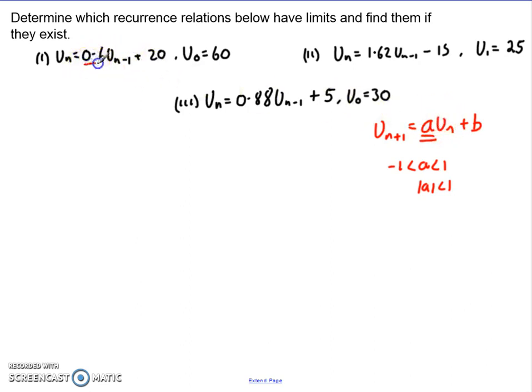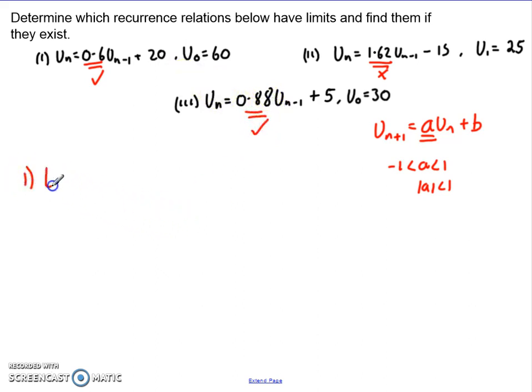The first one, the a is 0.6, so we know a limit exists for that one. The second one, the a is 1.62. The limit does not exist for that. 1.62 is bigger than 1. It's not going to exist. It's just going to expand and get bigger and bigger and bigger till it goes off to infinity. And the last one, number 3, a is 0.88, so we know a limit's going to exist there. So now we have to calculate the limit of these 2 sequences.